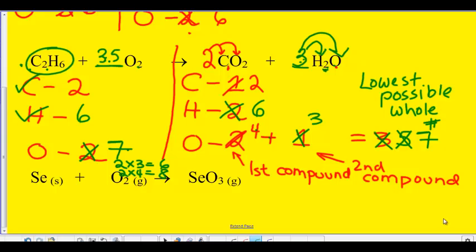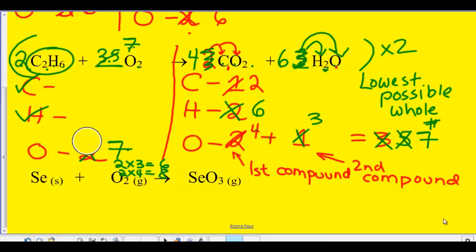How can we get 3.5 to be a whole number? We could double it. If you doubled it, you'd get 7. But if you double that, you have to double everybody else or you won't be balanced. So when you use a half to balance your equation, you then take all of the coefficients and multiply them by 2. So that would give you 2 C2H6 plus 7 O2 goes to make 4 CO2 plus 6 H2O. And now you are balanced.